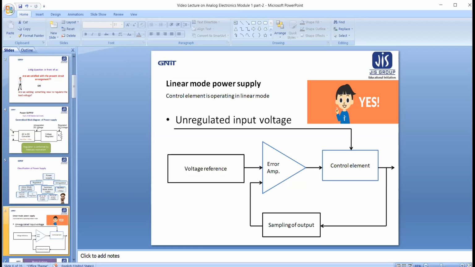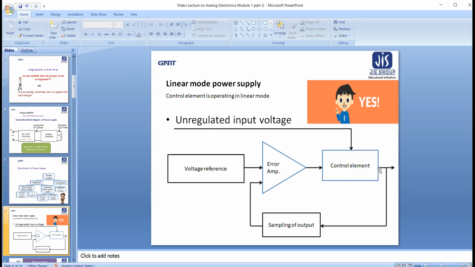So if we look into the block diagram of the linear mode power supply, we will see the unregulated input voltage. Unregulated input voltage means it is the voltage obtained from the filter circuit. So that was the unregulated one. This unregulated voltage is going to a control element, which is the active devices. I will clarify about the control element in the later slides.